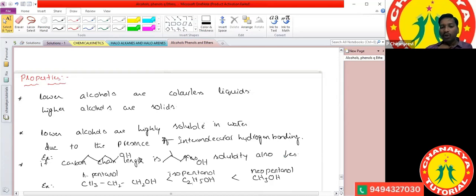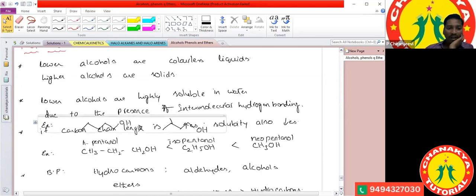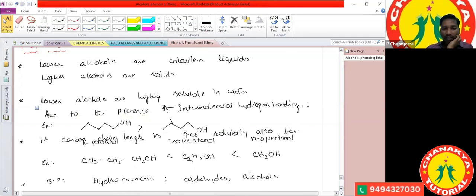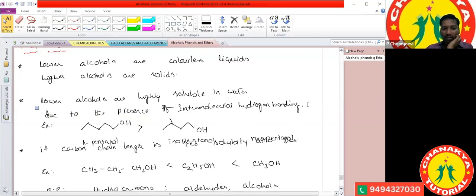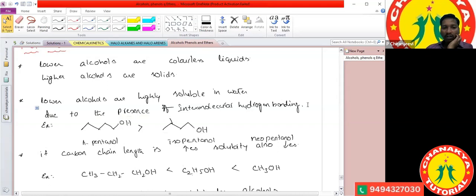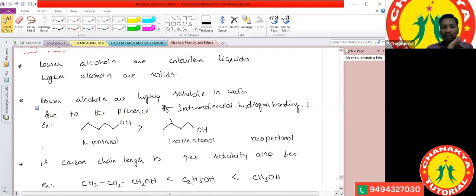Why are they highly soluble in water? Because they form intermolecular hydrogen bonding. Whenever they form intermolecular hydrogen bonding, solubility also increases. Okay, so once you check that, we have already seen some reactions now.